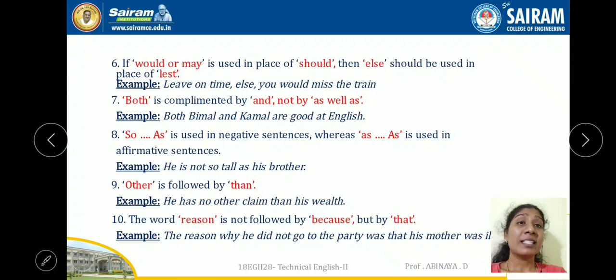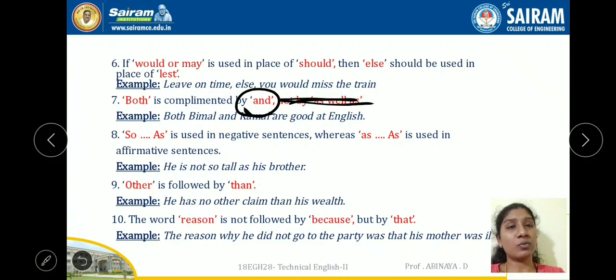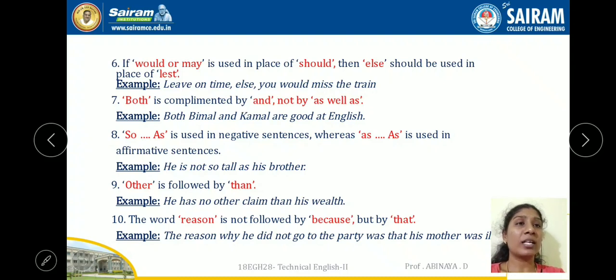Seventh one, when you use both, it is complemented by and, not by as well. See the example: both Bimal and Kamal are good at English. You should not say both Bimal as well as Kamal is good at English. Only if you use both, go for and. That is the right usage of the conjunction.